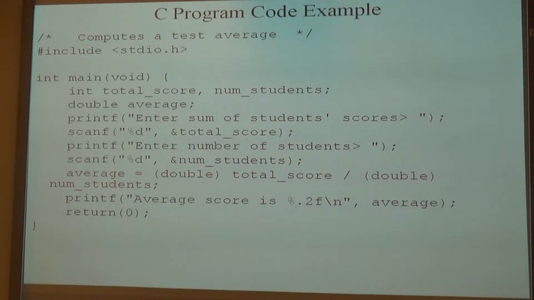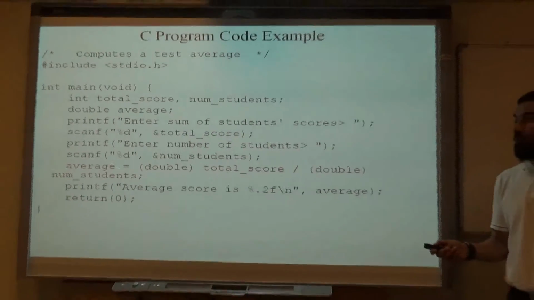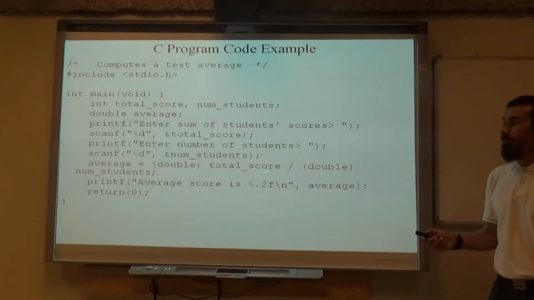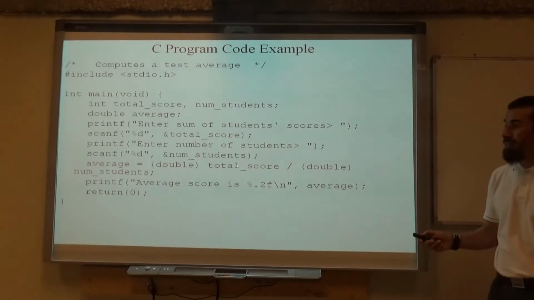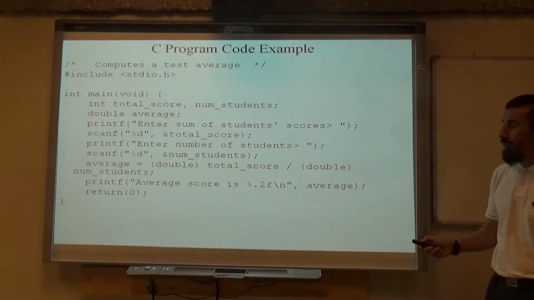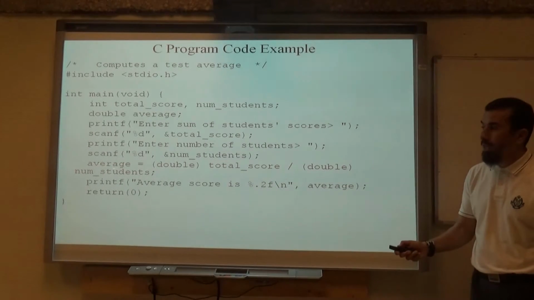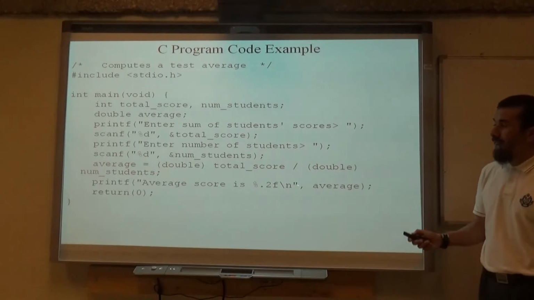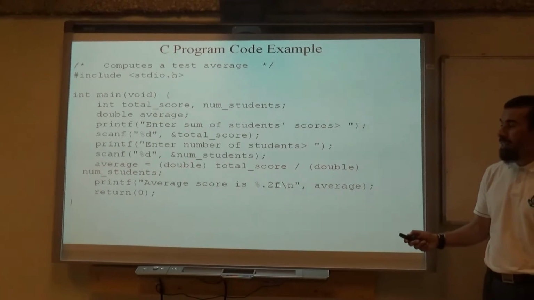However, because the average is a real number, and it could be a number with decimals, we have to make sure that we do some typecasting on total score and number of students, because they are both integers. So now when we print and we store the result, it will be a real number or double precision, and then we can safely print it using the float placeholder.